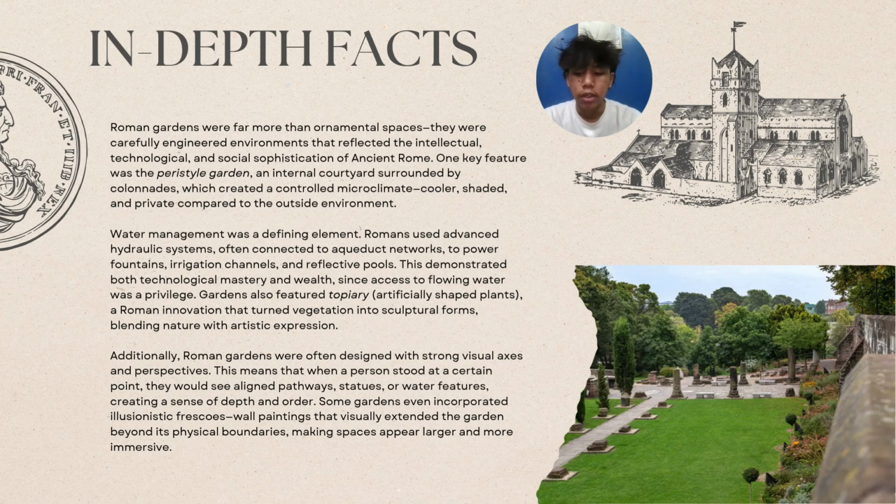In fact, Roman gardens were not just decorative, but also highly advanced. One important feature is the peristyle garden, which creates a cooler and more private space. They also had an advanced water system connected to aqueducts, used for fountains and irrigation. Another interesting feature is topiary, which is shaping plants into artistic forms. The garden was also designed with strong visual alignment, so everything looked organized and balanced.